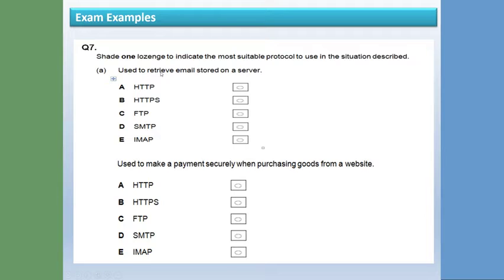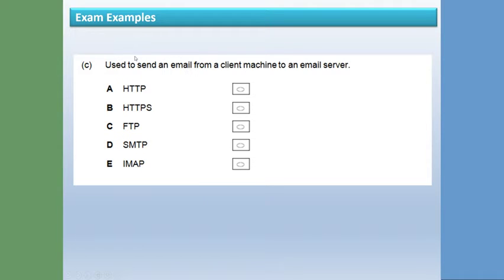Show which protocol is used to retrieve email. So retrieving email from a server. Retrieving, so we're receiving, that is IMAP. Used to make a payment securely when purchasing goods from a website. So securely, it's HTTPS. And then used to send, so SMTP for sending.